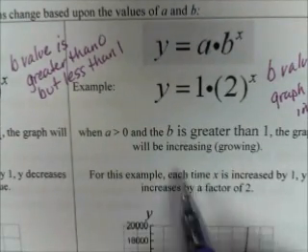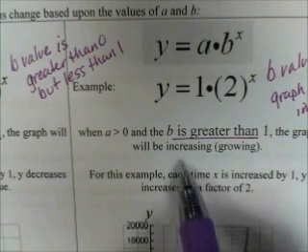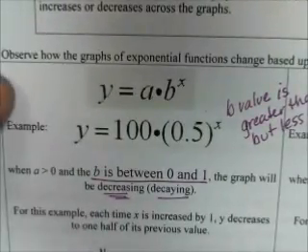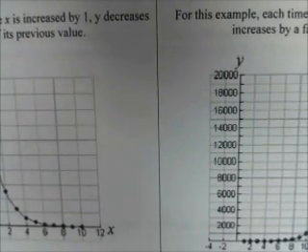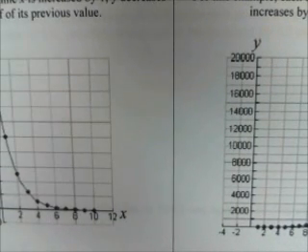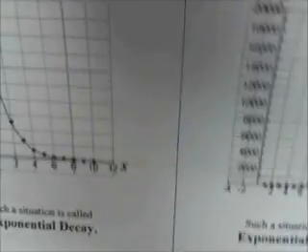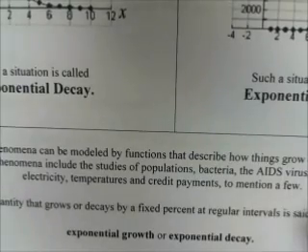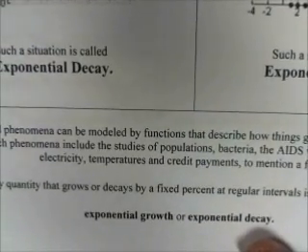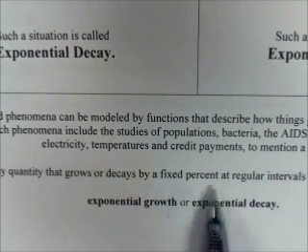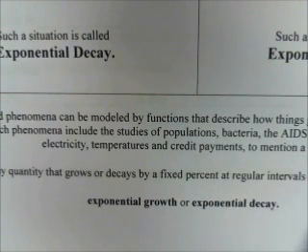And again, it is typed out here. If b is greater than 1, the graph will be increasing. And again, in both cases, the a value is greater than 0. You could read that over again if you wanted to. I just wanted to highlight if b is between 0 and 1, you're going to have a decreasing function. If it's greater than 1, your function is going to be increasing. And at the very bottom, any quantity that grows or decays by a fixed percent at a regular interval is said to possess exponential growth or exponential decay.